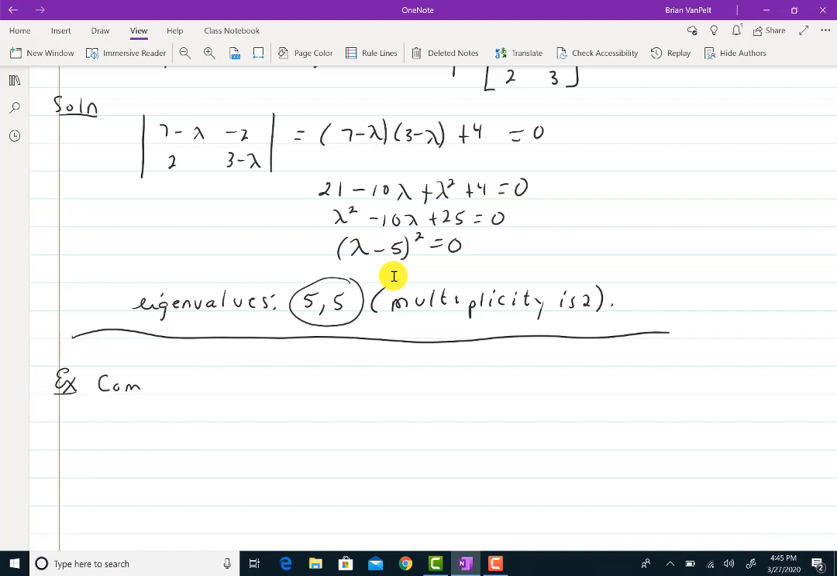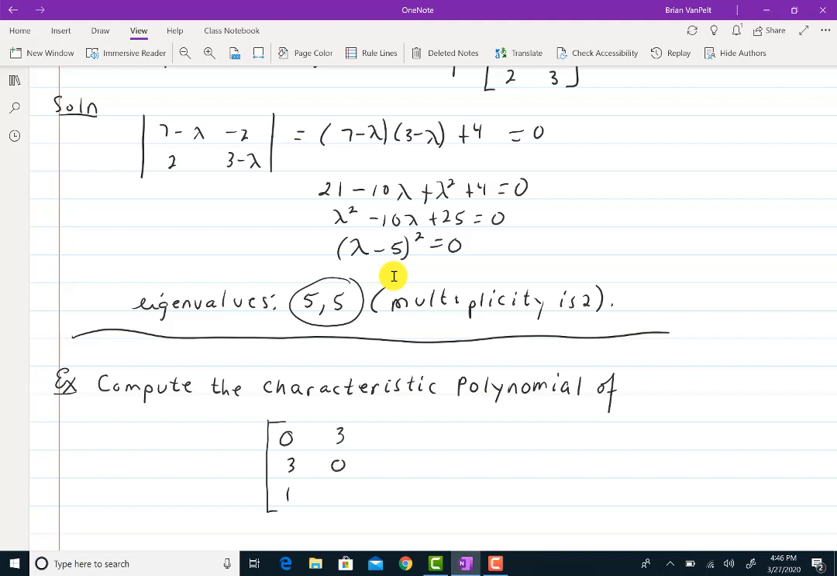Compute the characteristic polynomial of, this time I'm going to do a 3 by 3. I have 0, 3, 1, 3, 0, 2, 1, 2, 0.